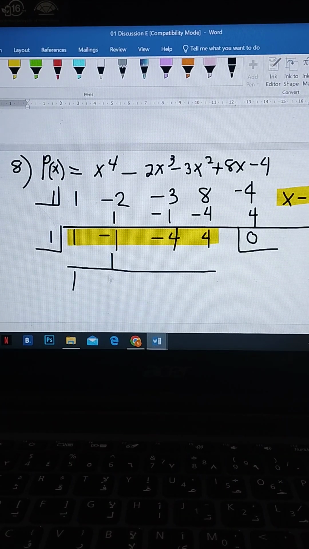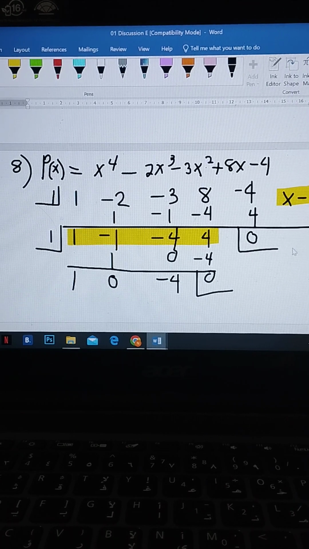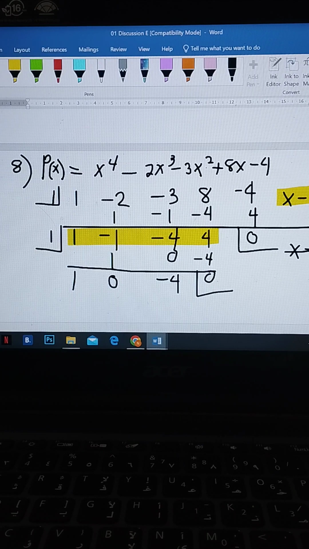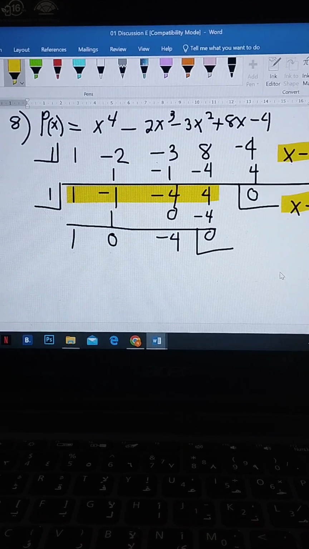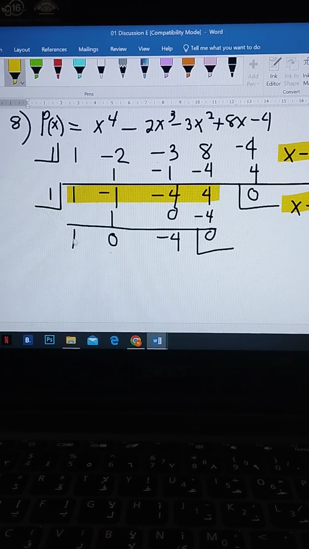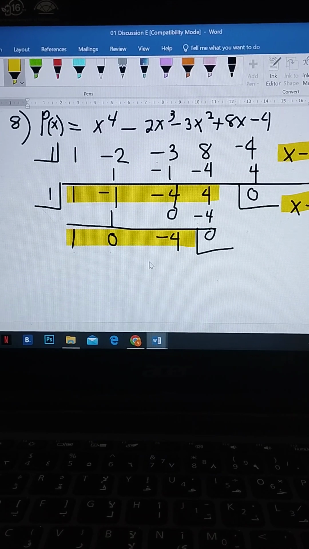1, then 1. Negative 1 plus 1 is 0, 0 times 1 is 0, negative 4 plus 0 is negative 4, negative 4 times 1 is negative 4, resulting to 0. So therefore, another x minus 1 factor. Okay, so it is very evident that this one is already x squared minus 4.